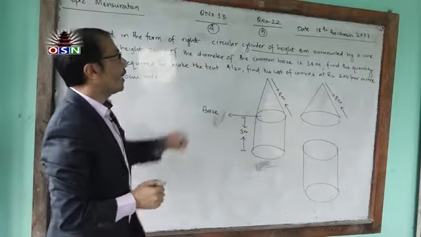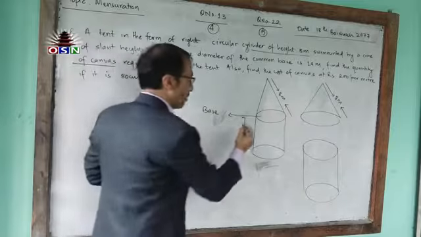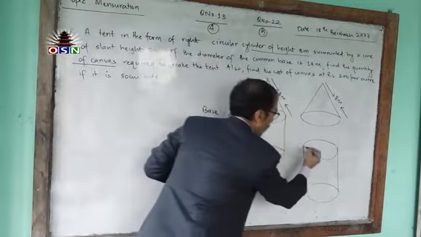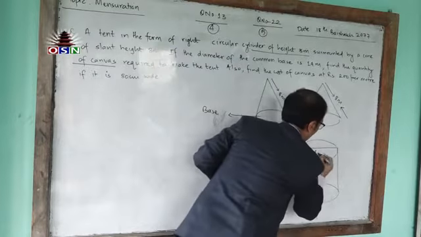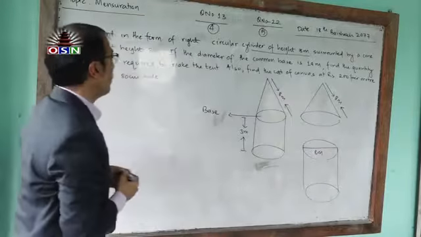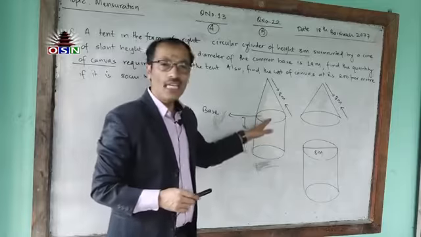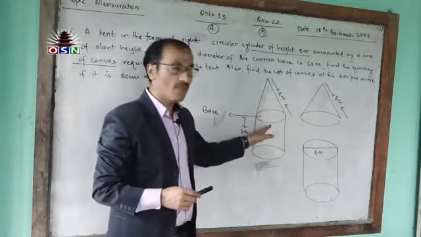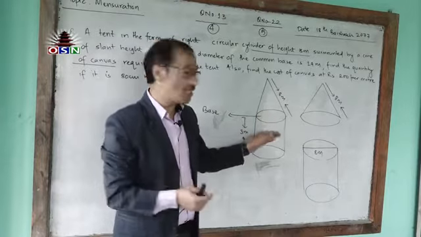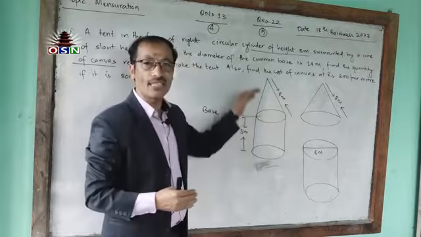If the diameter of the common base, this one, is given, we know this is the diameter, and the diameter is 14 meters. Find the quantity of canvas. That means we will have to find the total area of canvas that has been used to prepare this tent.